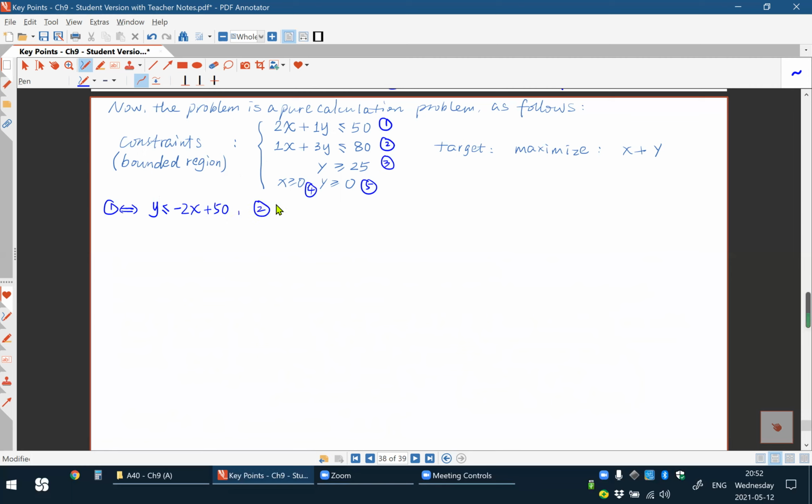Okay, next, the second one is actually y smaller than or equal to minus 1/3 of x plus 80/3, right? Okay, and then let's draw the 2D Cartesian plane.